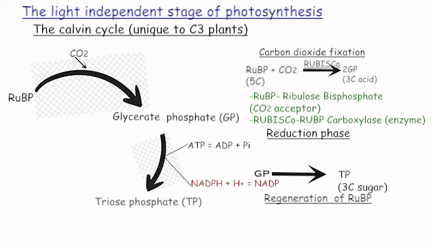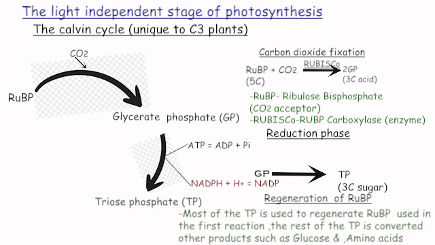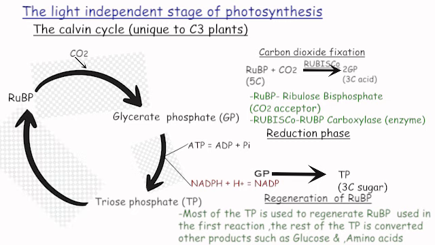And lastly, in the Calvin cycle is the regeneration phase of the carbon acceptor. So what happens here is that most of the TP that is formed is used to regenerate RuBP, which is consumed in the first reaction. So during the first reaction, when RuBP combines with carbon dioxide to form GP, it loses one phosphate. So it's no longer called ribulose bisphosphate.